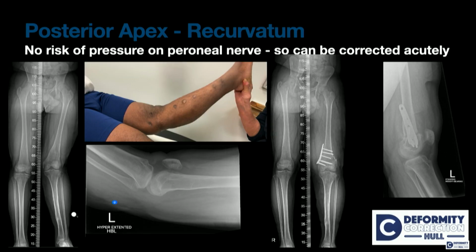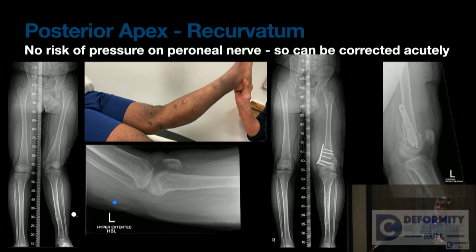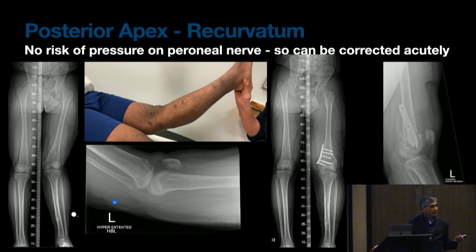So, but now we come to other deformities. Recurvatum is easy. Nothing is under pressure, and that's easy to do with a plate.